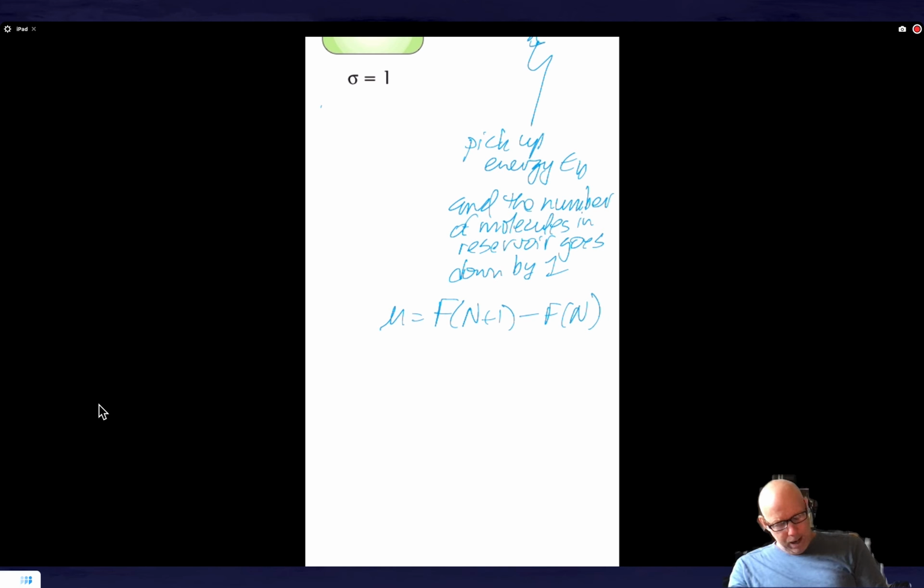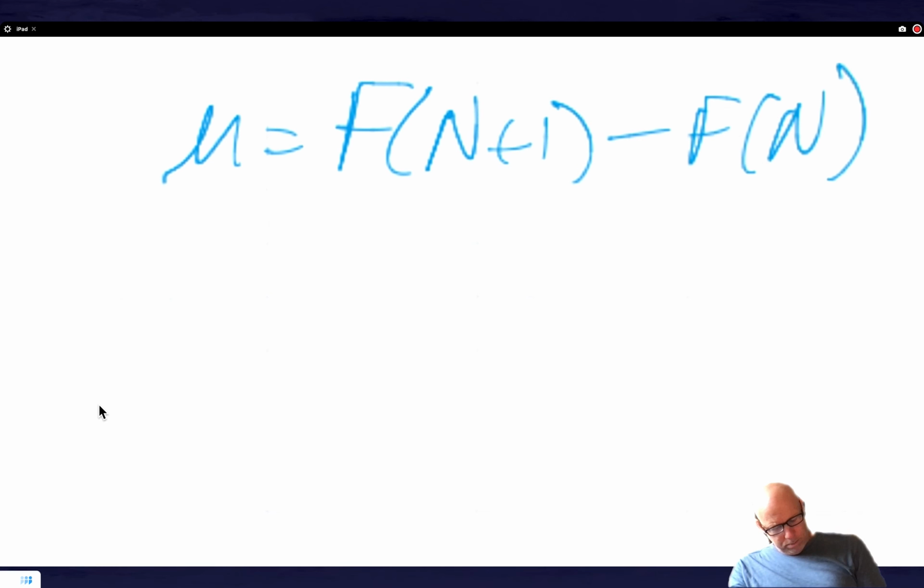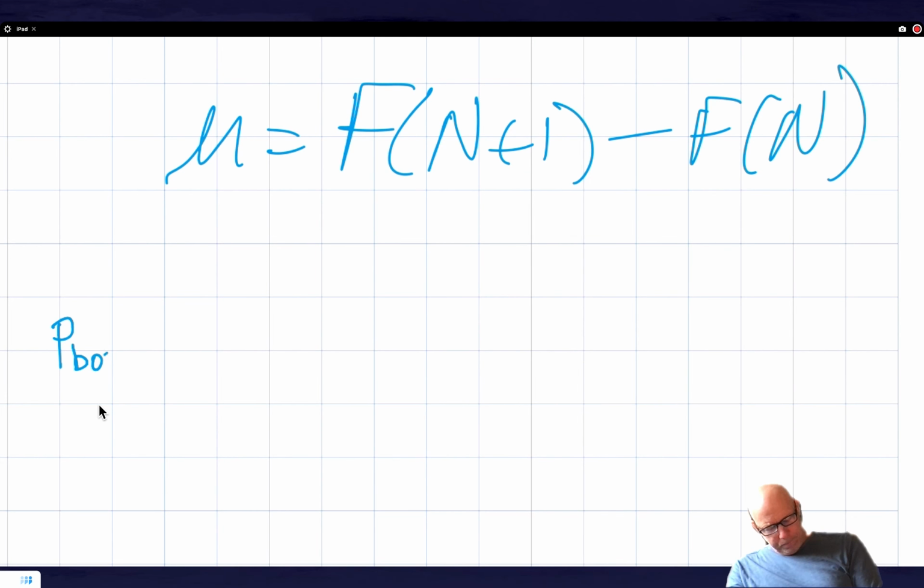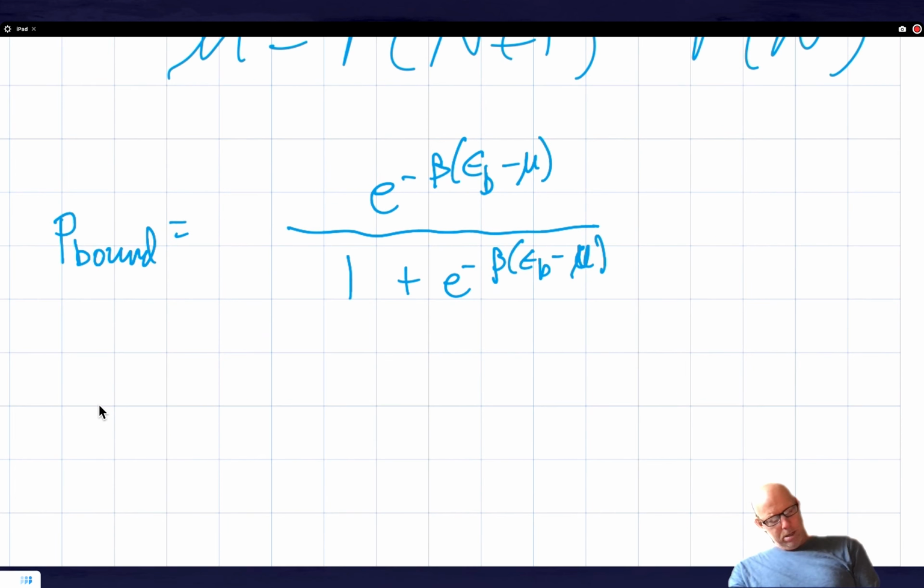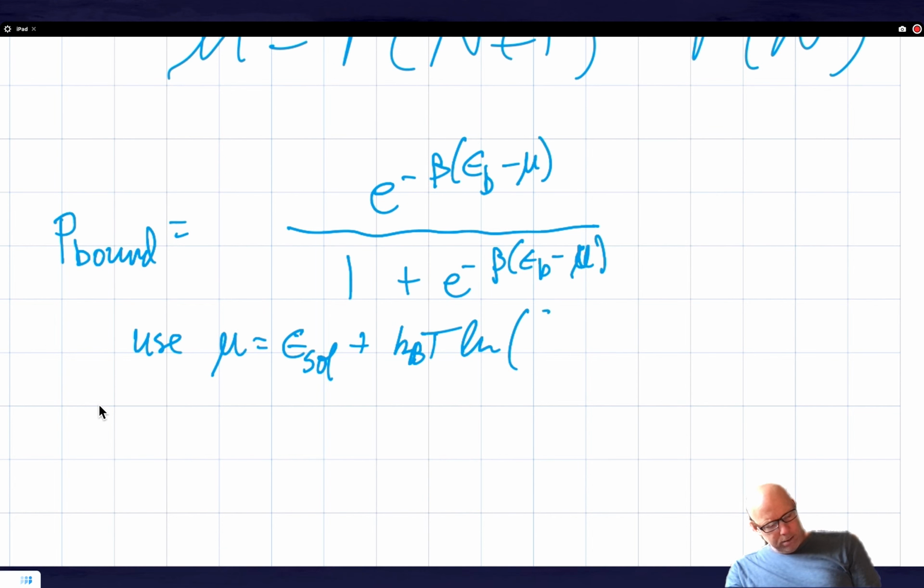So now we're ready to write P bound. So I will do so. P bound is equal to e to the minus beta (epsilon b minus mu) over 1 plus e to the minus beta (epsilon b minus mu). Now use that mu is equal to mu naught, or better yet, let's call it epsilon solution, plus kBT log of the concentration of ligand divided by the reference state concentration.